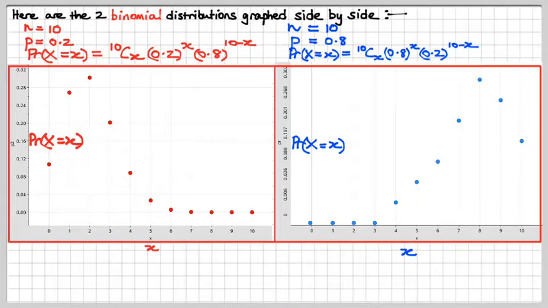Now, in the next video, we're going to do measures of centre and spread for binomial distributions. We're going to do the expected value and the variance, and they're really, really easy. You're just going to love them. So stay tuned for that.